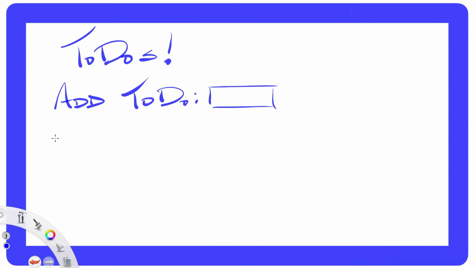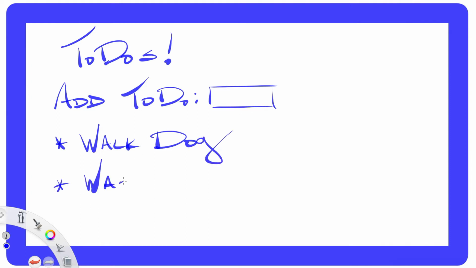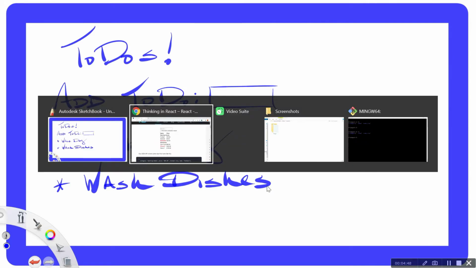And then once we have to-dos in the mix, we will show them. Say we need to walk the dog. And maybe we need to wash the dishes. And that's about it. Pretty simple. Okay, so here's our mock-up. It's designed to be simple. Let's pop back over to the docs.